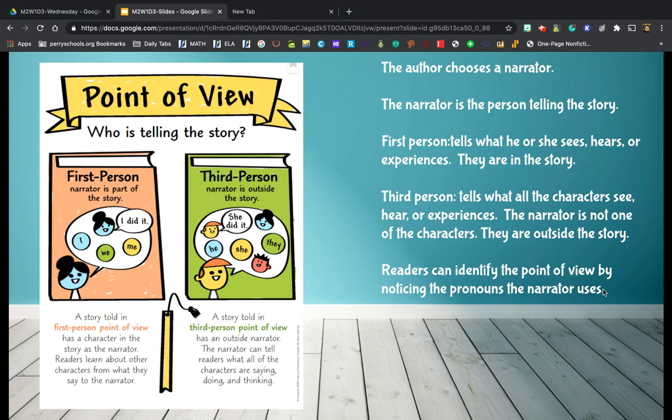Readers can identify the point of view by noticing the pronouns the narrator uses. So looking at our anchor chart, we have the pronouns I, we, me. We could also have my, us. All of those things are including the person that's saying them. If it is third person point of view, it'll have pronouns like he, she, they, her, his. It's talking about somebody else's thing.